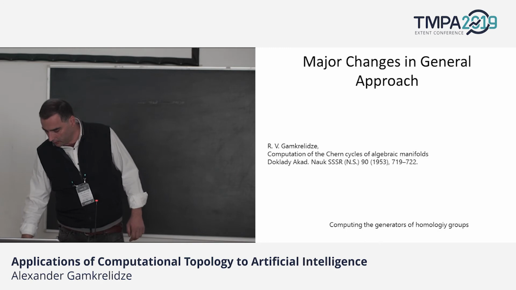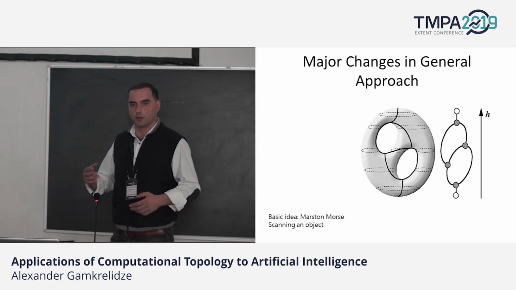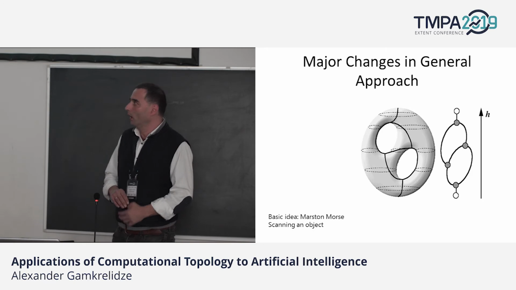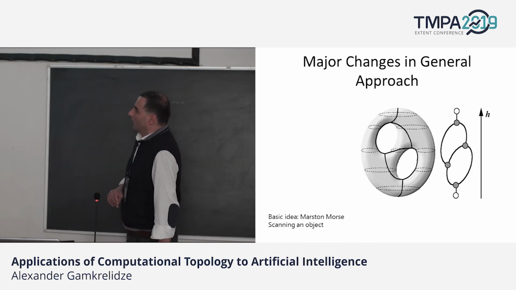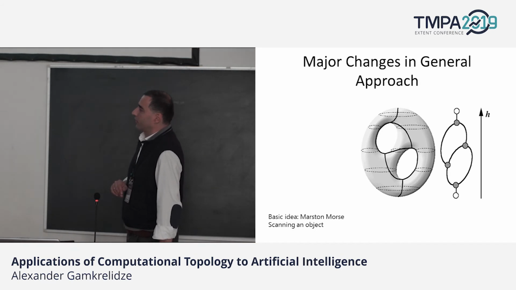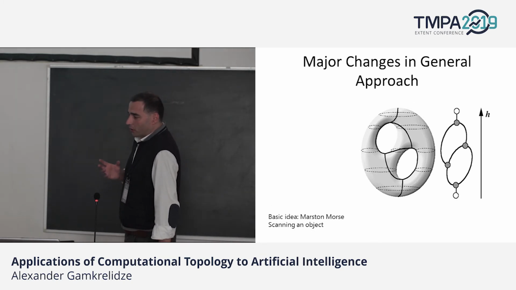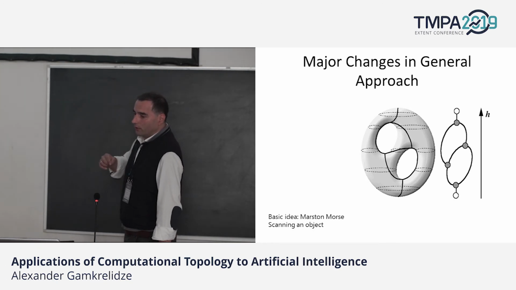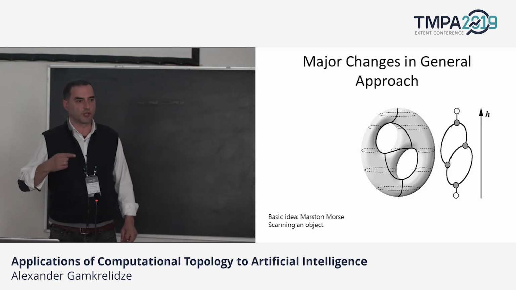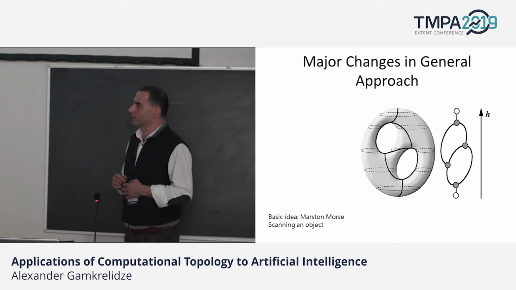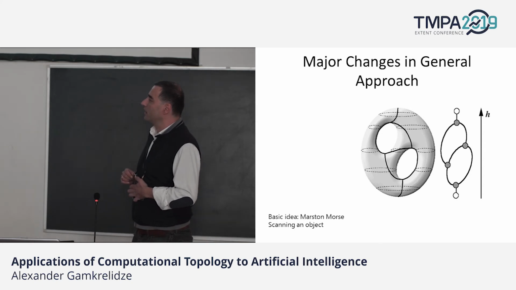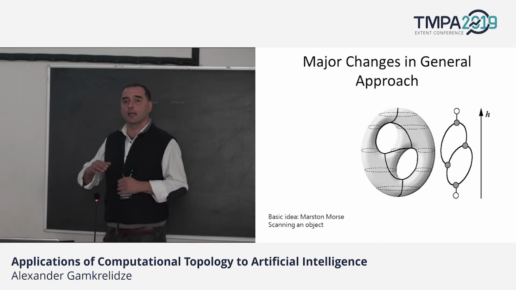And since then, many sophisticated results were published. The main thing comes from the basic idea of Marston Morse, who developed Morse theory, about how to define the structure of an object if we investigate the differentiable functions on it. This was Morse theory, and his main idea was to scan an object.